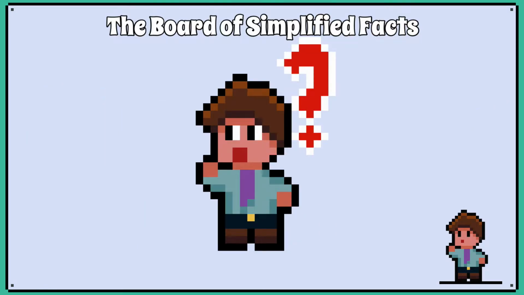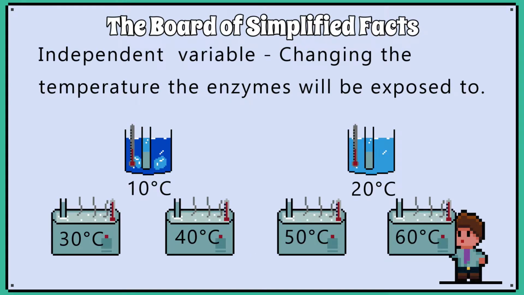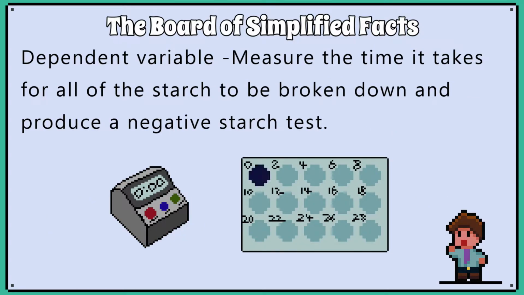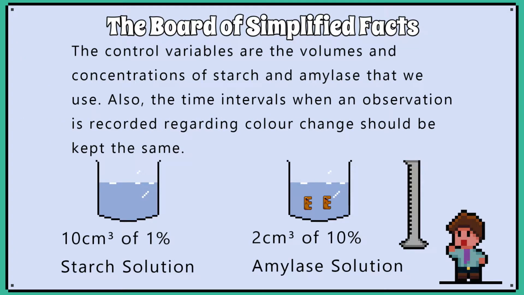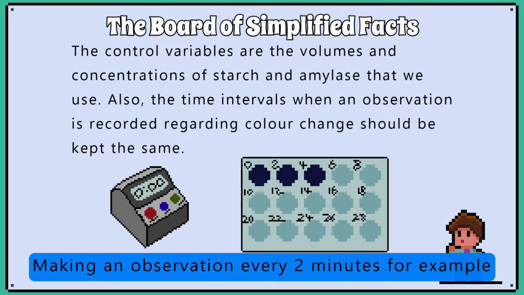It is important that whatever investigation you have in front of you, that you can identify all the variables. In this investigation, we will be changing the temperature that the enzymes are exposed to. So, this is our independent variable. Our dependent variable will be measuring the color change of a starch test over time. The control variables are the volumes and concentrations of starch and amylase that we use. Also, the time intervals when an observation is recorded regarding color change should be kept the same.